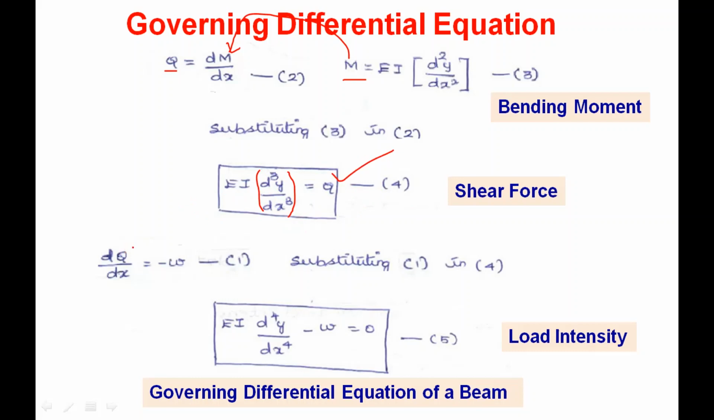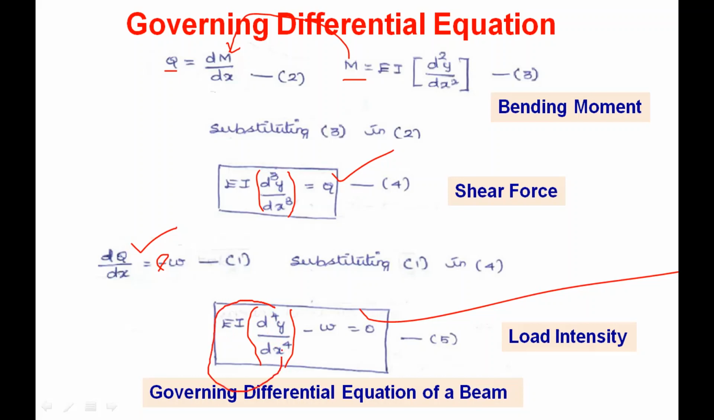Now substitute this shear force value in the first equation. We will get EI d power 4 y by dx power 4 minus w equal to 0. This is the fourth order derivative of the field variable y. The fourth order derivative of the field variable is nothing but the load intensity. Here we neglect this negative sign. This is going to be called the governing differential equation for the beam problem. What is this EI d power 4 y by dx power 4?